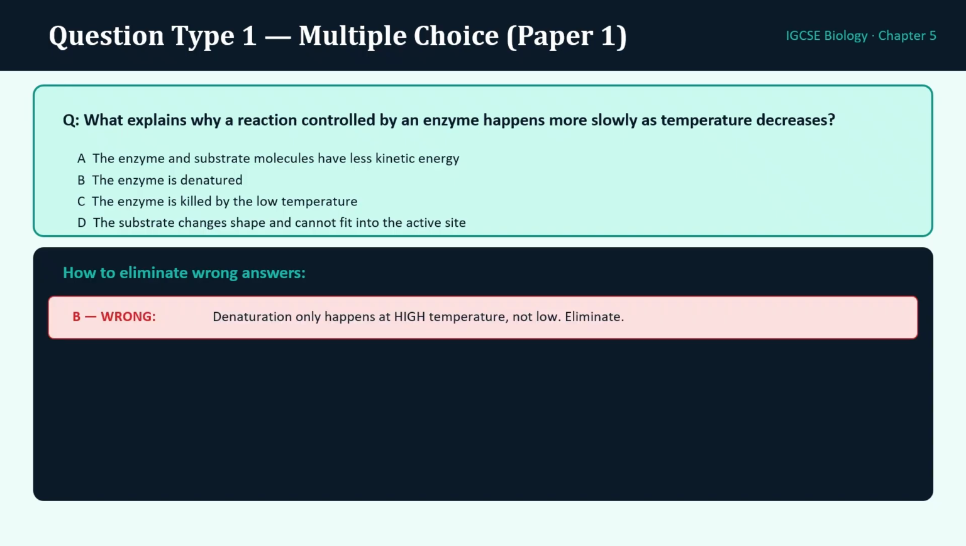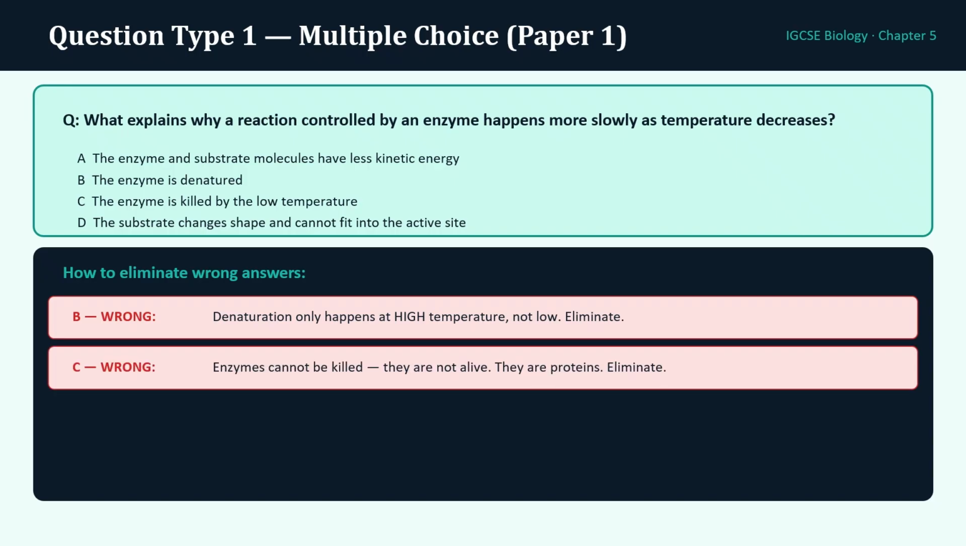Option B is wrong. The enzyme is denatured. Wrong. Denaturation only happens at high temperature, not low. So eliminate option B immediately. Now let's look at option C. The enzyme is killed by the low temperature. Wrong. Enzymes cannot be killed. They are proteins, not living things. Classic examiner trap. Eliminate C.